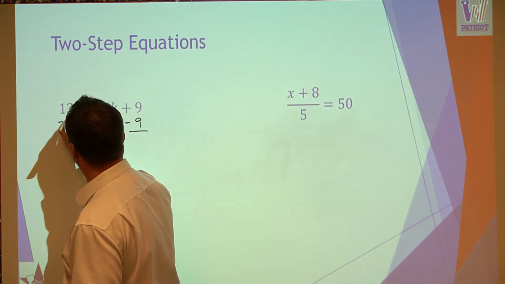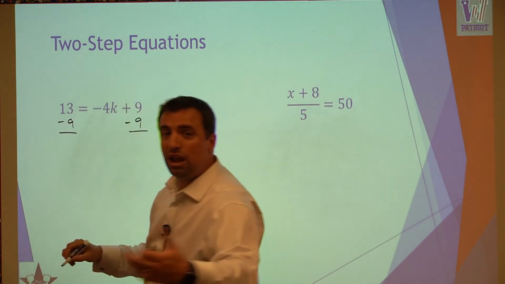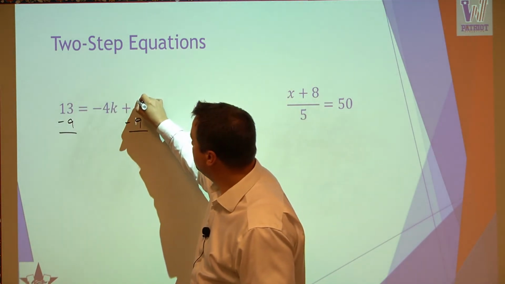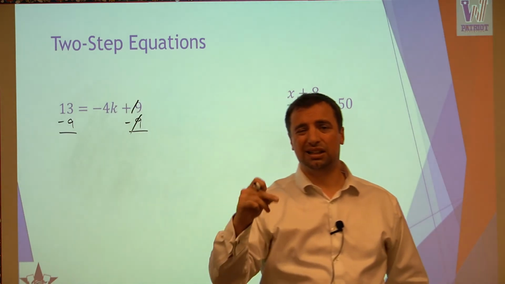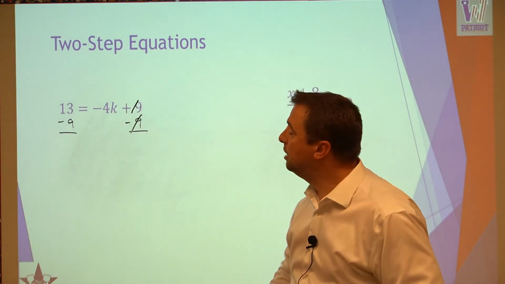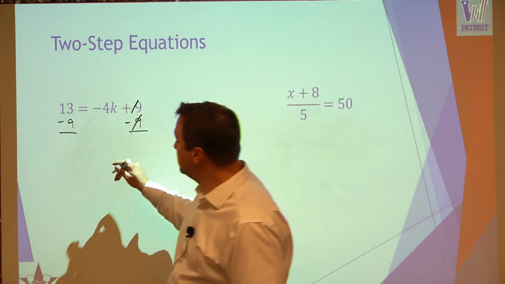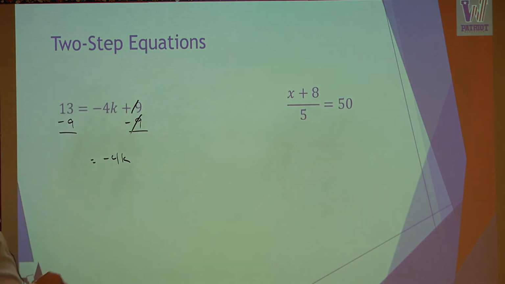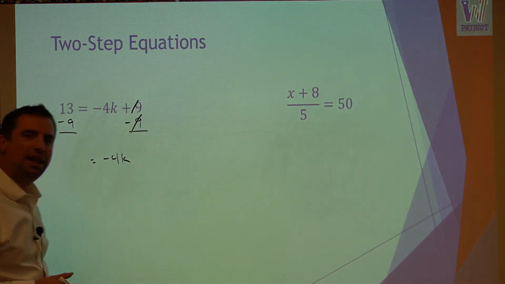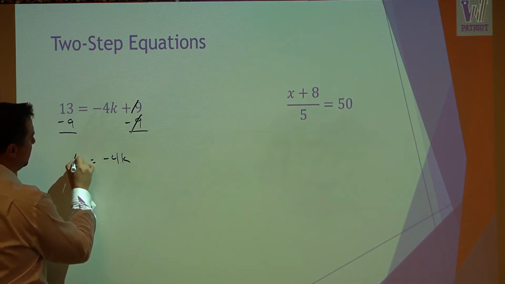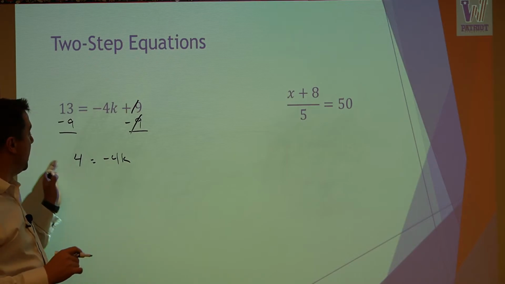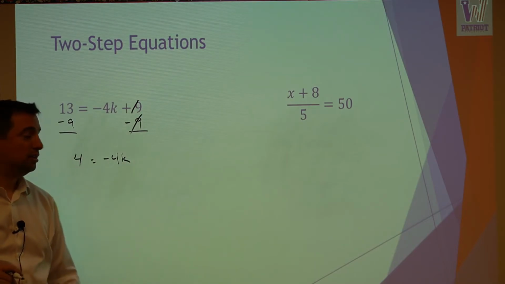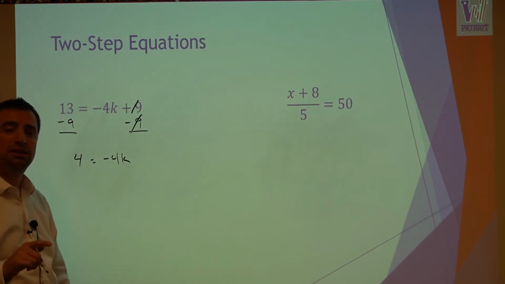So that means I'm going to subtract 9 on the left side. This plus 9, and then I subtract 9 from it. It's gone. See you later. What's left over on this side is a negative 4k. And then on the other side, 13 minus 9, we know what that is. 13 minus 9 is simply a positive 4. And now I have my new equation, that one-step equation.